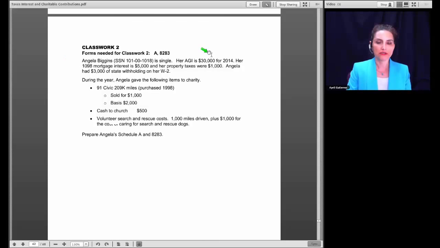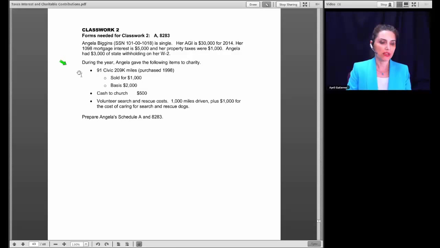Her AGI is $30,000 for the year. Her 1098 mortgage statement shows she paid $5,000 of mortgage interest. Property taxes were $1,000. She had $3,000 of state withholding on her W-2. And during the year, she gave the following items to charity.